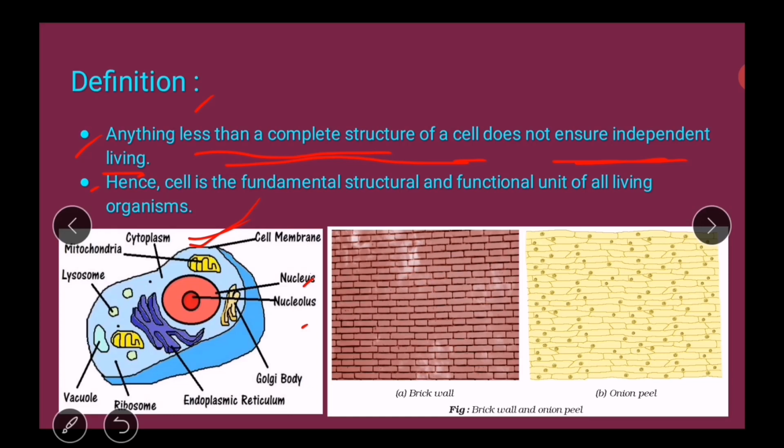Now let's come to the second point. Hence, cell is the fundamental structure. Here, for example, you see a brick wall and onion peel cells. If I ask you now a question, what is the building block of a building, a house? Obviously, you know the answer. The answer is bricks, right? The building block of a house or a building is bricks. You make a house with a lot of these bricks. These are called units.